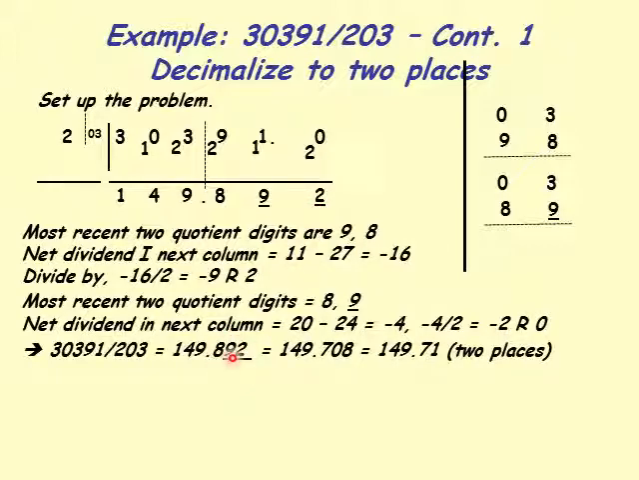Okay, like this. Now when I resolve that, 8 bar 9 bar 2, which is 800 minus 92, which is 708 after the decimal. So 149.708, and I only needed two places, so I just round it up. 149.708 is 149.71. Okay, two places.